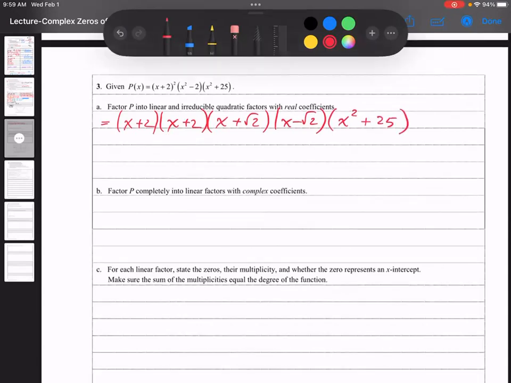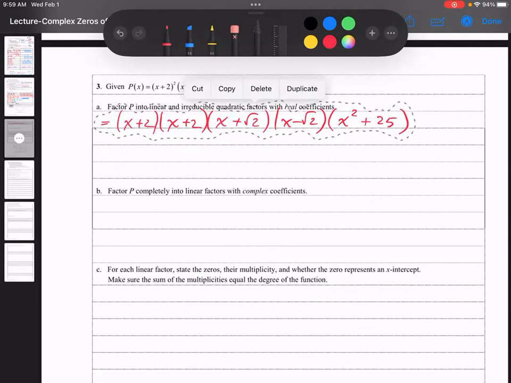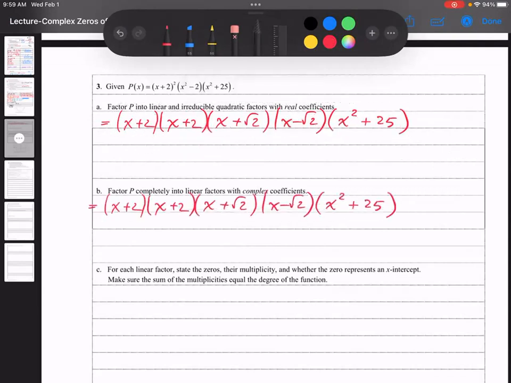And for part B, all you have to do is factor the last one. I'll duplicate that. So x squared plus 25 becomes, somebody else? Very good. x plus 5i. One more. x minus 5i. Right.